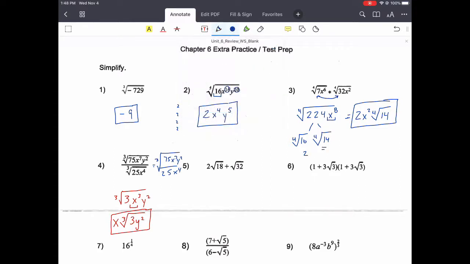Question 5, we're looking to add radicals here, but they have different values underneath the radical sign, so we want to see if we can simplify. Well, I know this breaks down into the square root of 9, square root of 2. This is going to break apart into the square root of 16 and the square root of 2. So here, the square root of 9 is 3, so I've got 2 times 3 times the square root of 2. That's 6 square root of 2, plus square root of 16 is 4, 4 square root of 2. Now that they're the same values under the radical, we can add the coefficients. So 6 plus 4 is 10 square root of 2.